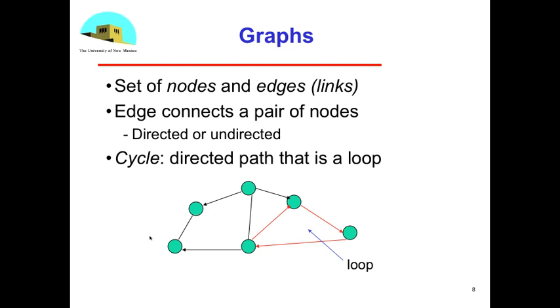And a cycle is a directed path that starts at one node, goes to another, and eventually comes back following the arrows to the original node. So here would be a cycle or a loop over here in red. And this is going to also be important as we try and implement that.